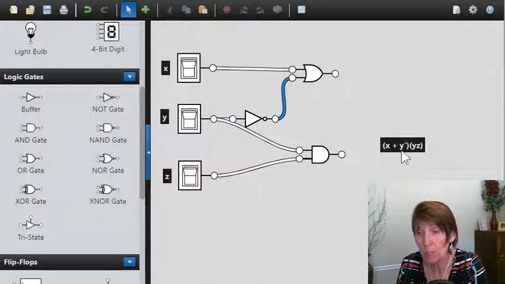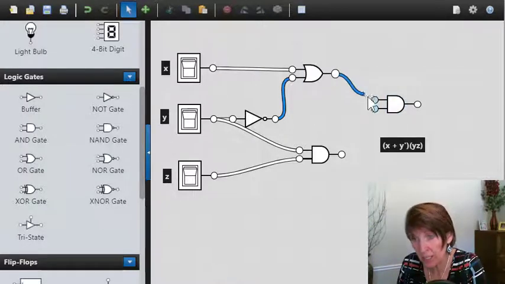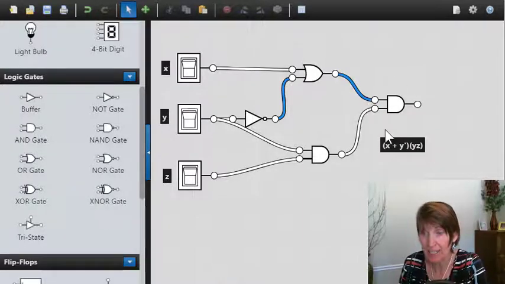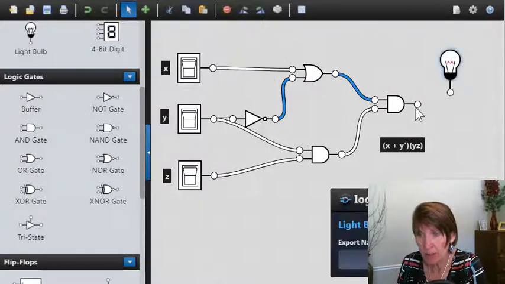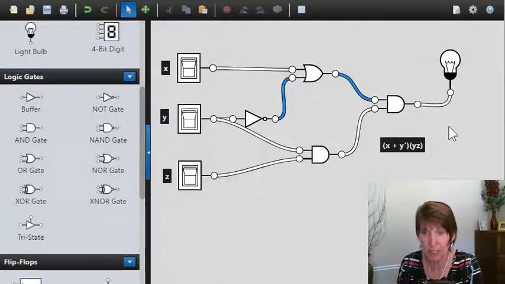And now I want to multiply the first parentheses with the second parentheses, and a multiplication is an AND gate. So I'm going to get an AND gate, and I'm going to bring the result of X plus Y complement and the output of Y times Z and put that in that AND gate. Now that's the whole expression. So now I want a light bulb to tell me what my end result looks like. All right, there I've built the circuit.